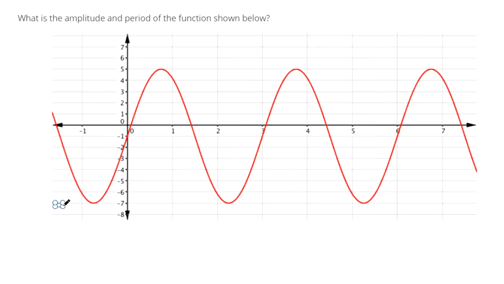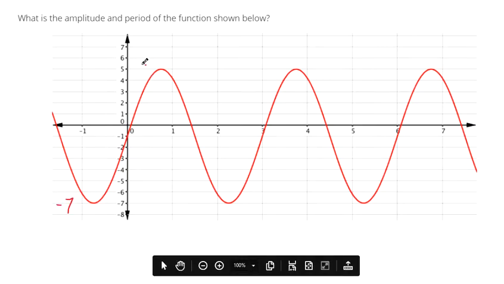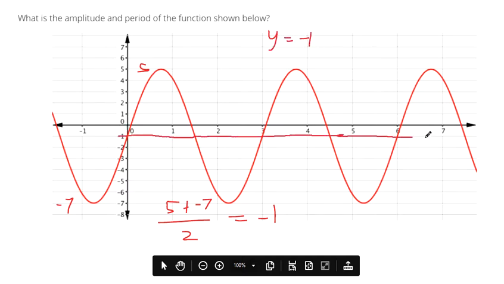Look, this is -7 on the y-axis, and this is 5 on the y-axis. So you just need to find the middle point between those two. So you need to calculate the mean. If you add them, 5 plus -7 makes -2. -2 divided by 2 makes -1. So y equals -1 is our midline. It is this line right here.